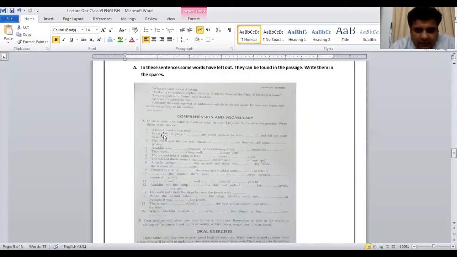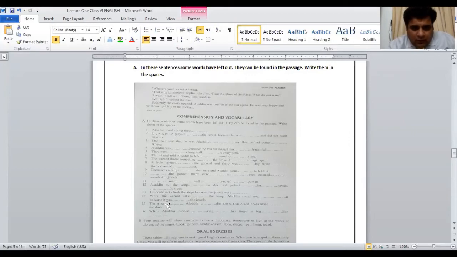Look here. Number 1 is: Aladdin lived a long time dash. Now what you have to do, you have to go through the lesson and read it again, and then find the actual words which have been left out. I will help you solve these two. Number 1 is: Aladdin lived a long time ago. Here it would be ago. Number 2 is: every day he played dash the street. In the street, yes, in the street, because he was dash and did not want to work. So he was lazy and did not want to work. So here the second would be in, and the first, ago.